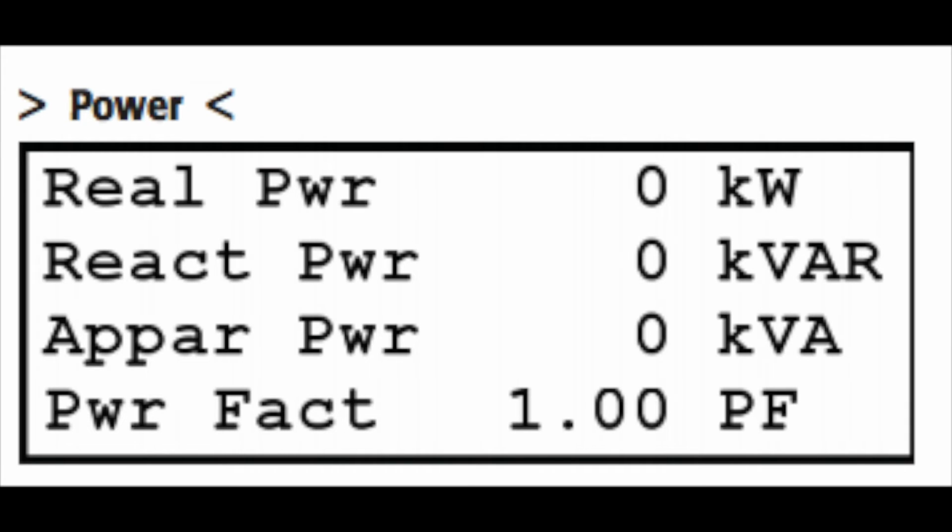Moving on to power. So this is a typical system power page. Line 1, we're going to see the total system real power in kW, that's kilowatts. Line 2, total system reactive power in kVAR. Line 3, total system apparent power in kVA. Line 4, total system power factor.